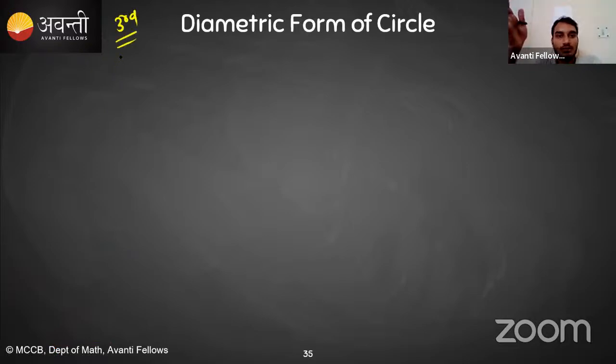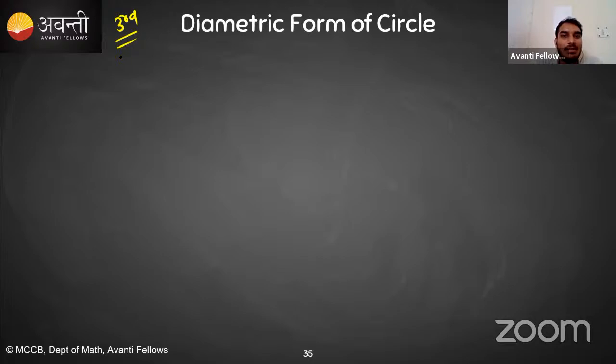First form was: if three points of the circle are given, you have to use the general equation of the circle, put in the points and get the answer. Second form was: the center is given and the radius is given. Like that also you can do.